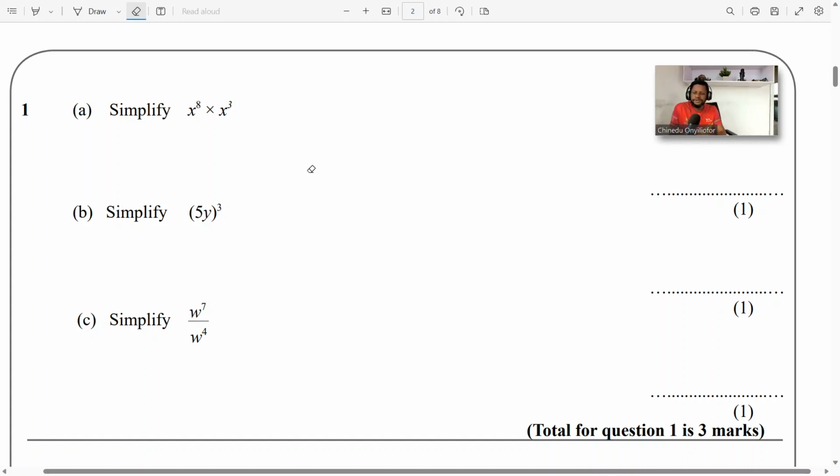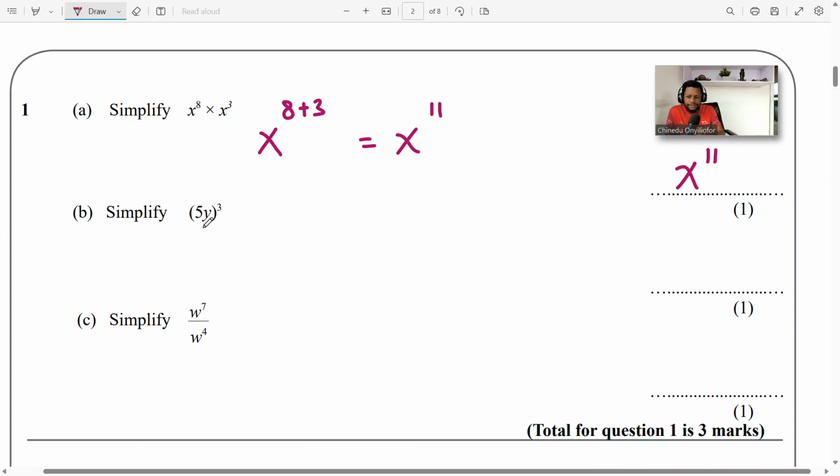All right, so the very first question here is to work out x to the power of 8 times x to the power of 3. Now, these are all indices questions. So the first thing we need to do is to add the powers, 8 plus 3, and that's going to be x to the power of 11.